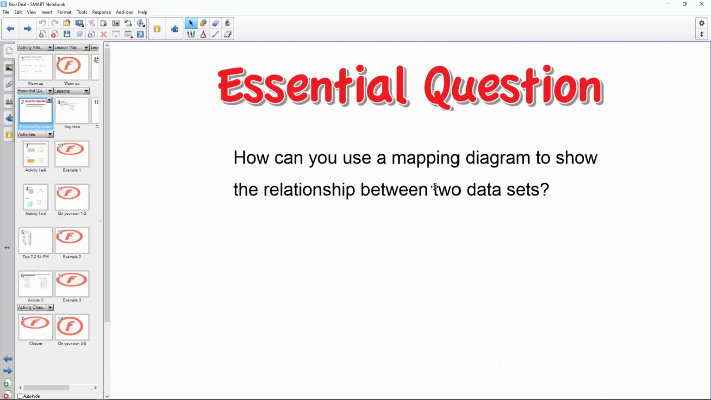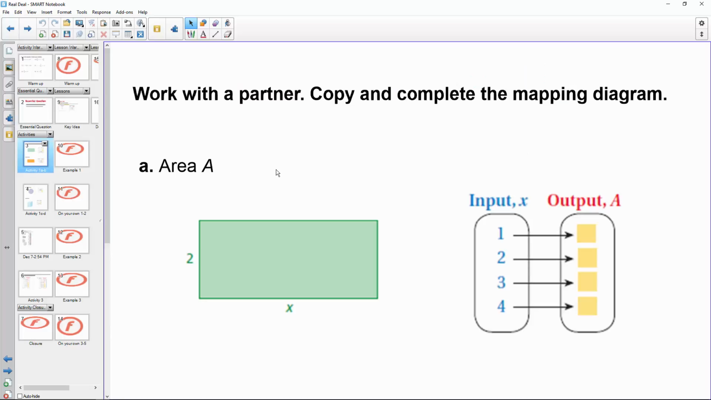So how could you use a mapping diagram to show the relationship between two data sets? So if I look here, here's what I want to do. I want to go through and say if I put an input in, meaning x equals 1, what does your output or your area equal? So if I'm doing area, which we know of course is length times width, right? So let's do that here. So L times W. And if I have like 2 times 1, I get 2. If I have 2 times 2, I will have 4. If I have 3 times 2, I have 6. And then finally, 4 times 2 is 8. So this is how you map them out.